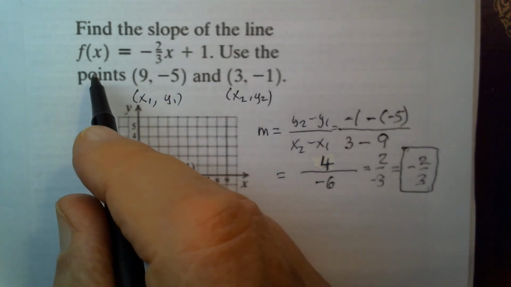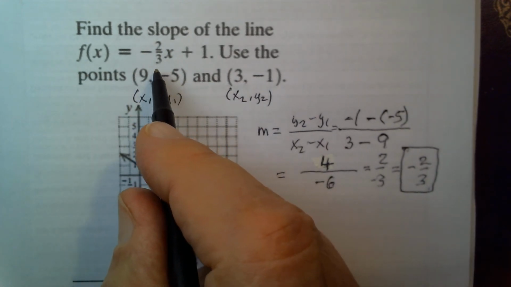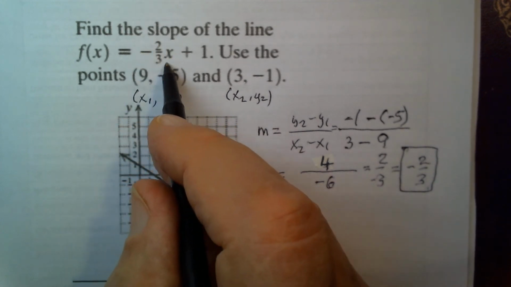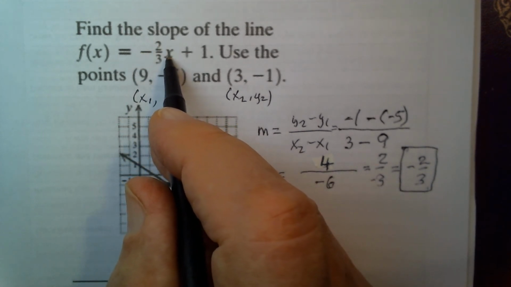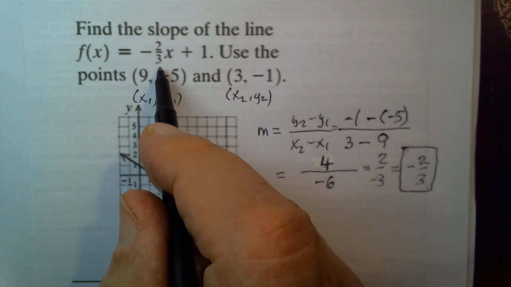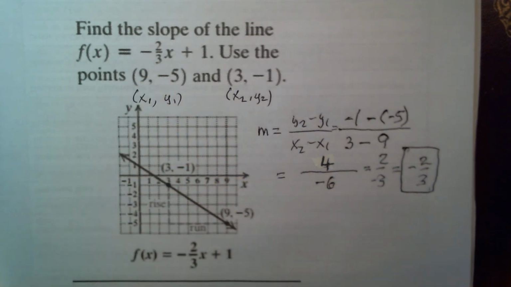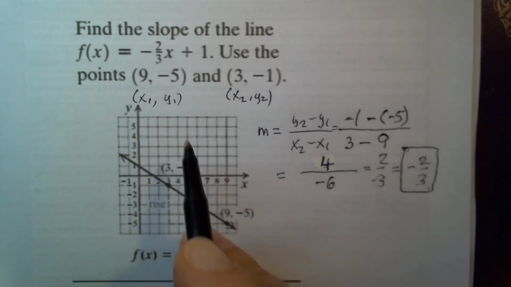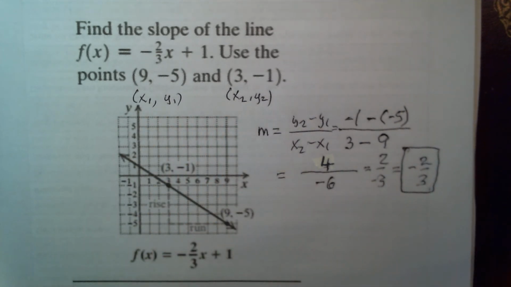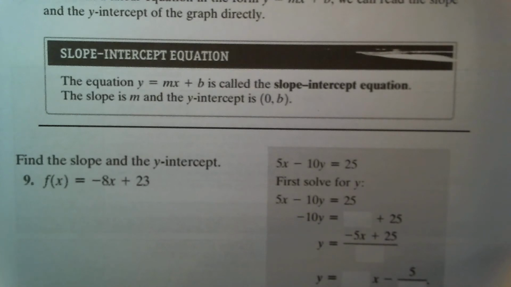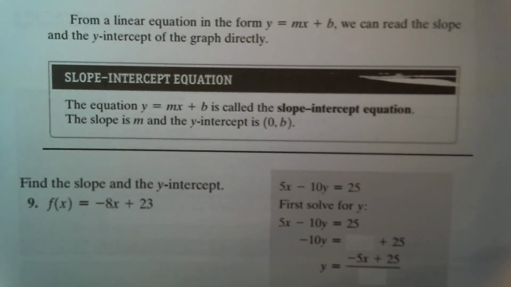Well, if you paid attention to the function here, here's our slope. The coefficient of x, the number that multiplies the variable x, is the slope actually. So that's minus 2/3. But here's how we've computed the slope given the 2 points here. The next part is really important.